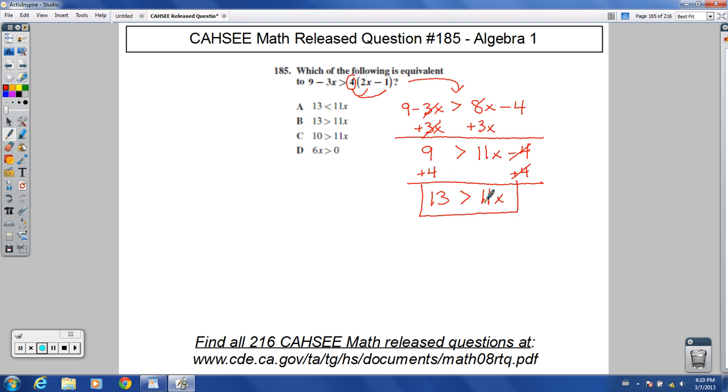Notice again, just like the previous question, I'm not actually solving for x. I would have to divide by 11 for my final step if I were solving for x. I'm just finding the one that it's equivalent to. So they tried to trick you here and here. It looks like they've got these as two possibilities. Did you flip the sign? No, you did not. So your answer choice for 185 should be choice B.